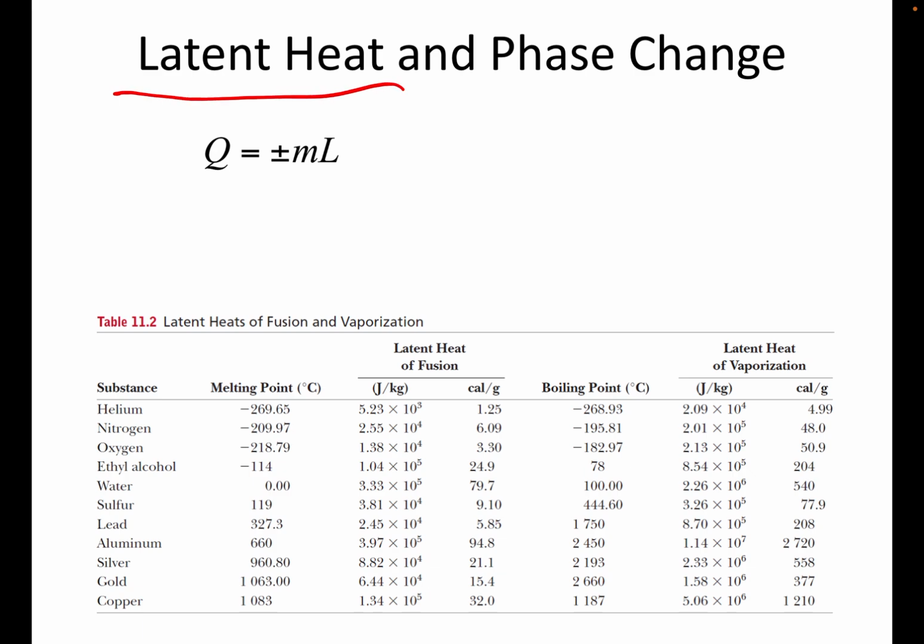So the formula we use for the heat we add to the material, and look at the unit for latent heat, is joules per kilogram. So we use the mass of the matter times this latent heat coefficient, which gives us the heat transferred to or out of the material from the environment.